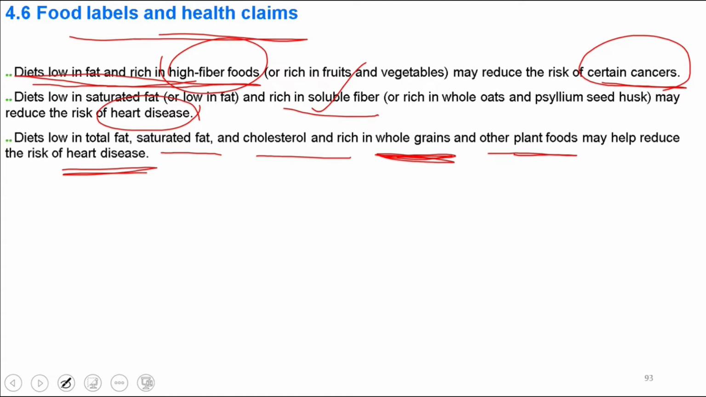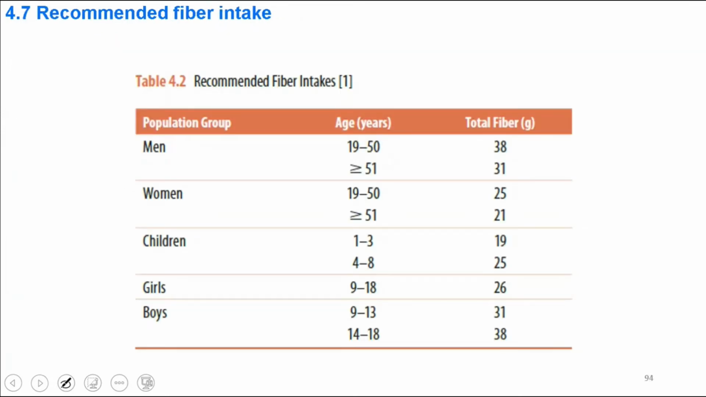If you use the processed flour, like the white flour, that increases the risk of heart disease. So these are all benefits of fibers. Reduce the cancer, reduce the risk of heart disease. Who is reducing? The fibers. So what is the recommended intake of fiber for the men 19 to 50 years old? Almost total fiber 38 gram is recommended to take, and for age greater than 51, 31 gram. Okay, for women it is recommended 25 gram of fibers should be taken.